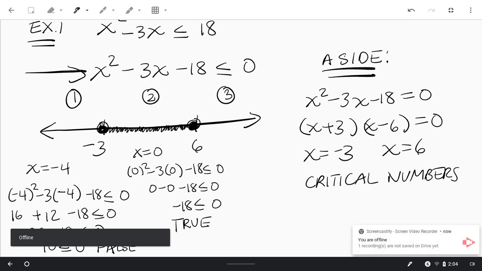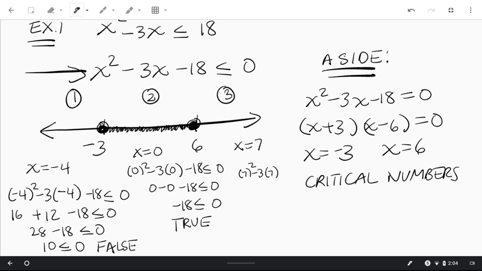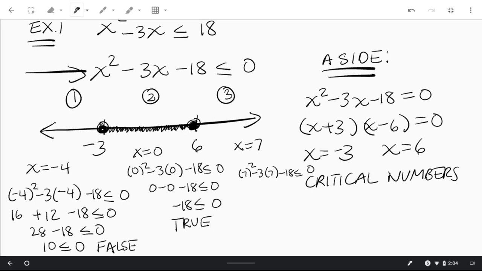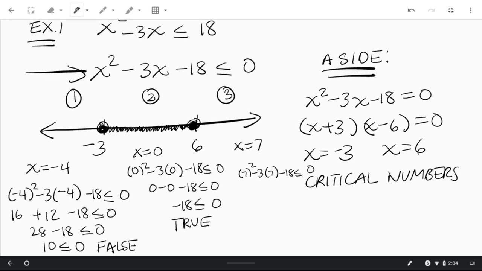A number bigger than 6. So let's try x equals 7. Plugging in 7, kind of running out of room here. So 7 squared minus 3 times 7 minus 18. I want to know if that's less than or equal to 0. So let's work that out. I get 49 minus 21 minus 18. Is that less than or equal to 0?